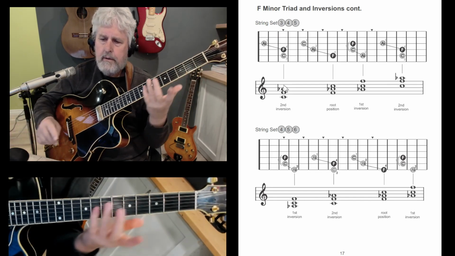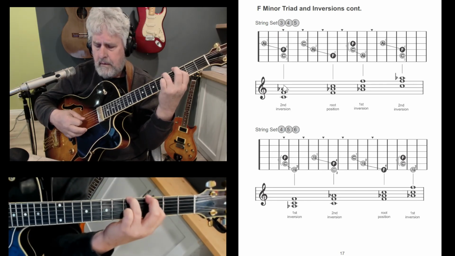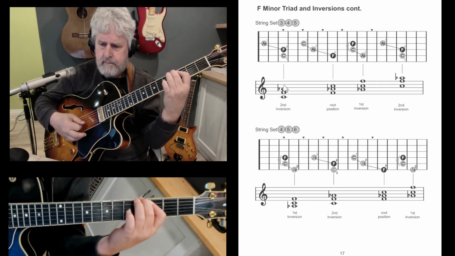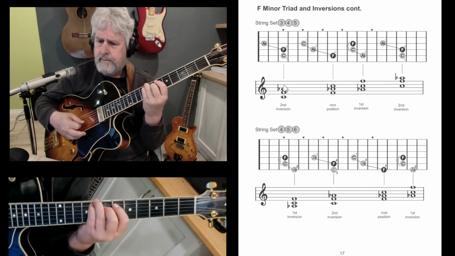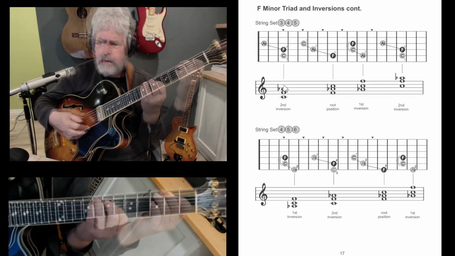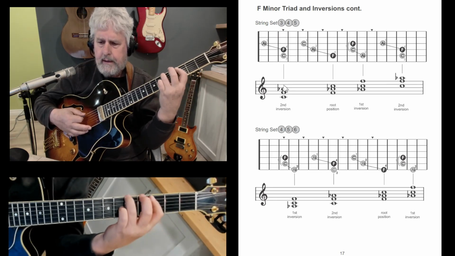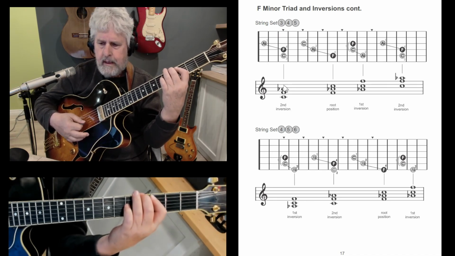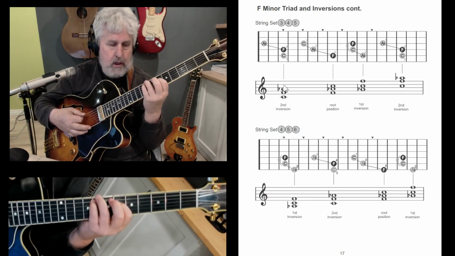All right, and then on the bottom, we have F, and then the A flat. Okay, and then the C. On the bottom, major, minor. Here we have the C and the F, and the A flat on the bottom. And then we have the C and the F and the A flat on the top.